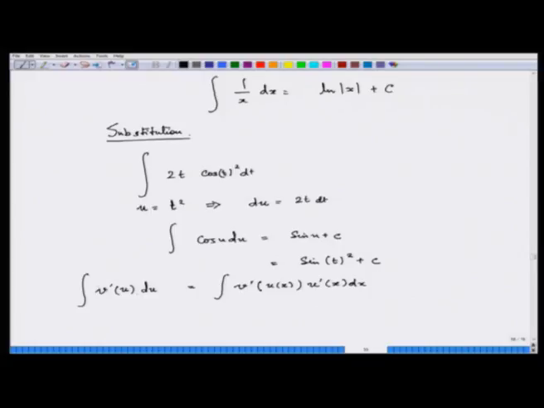So v is a function of u and you want to integrate v dash u du, but because u is a function of x, you are replacing u with a function of x, and now you are putting the whole integration in terms of x. So d of u, the differential of u, as we have just learned, is the derivative of u into the differential of x, and this is exactly what you get.